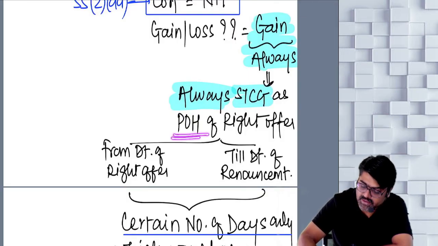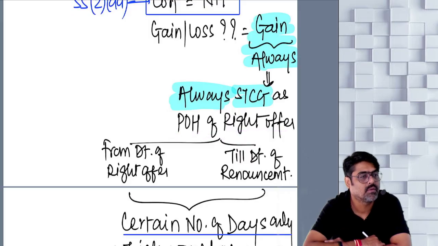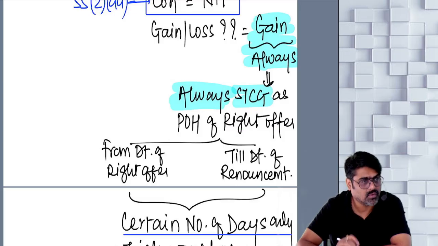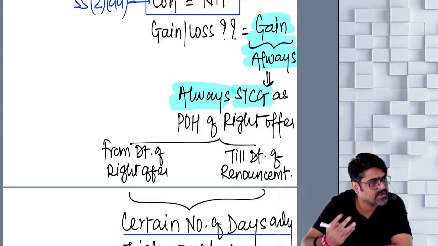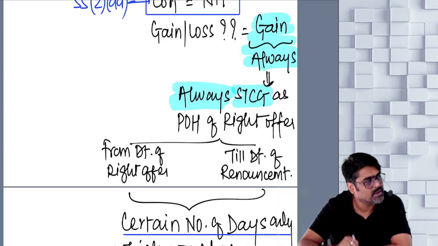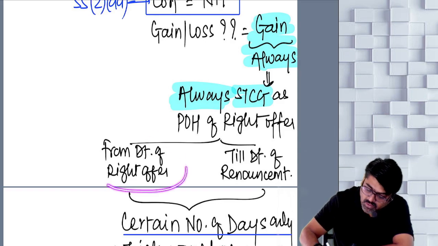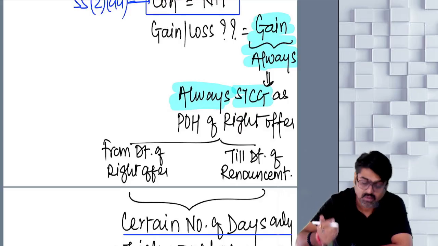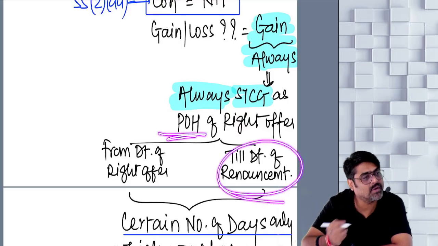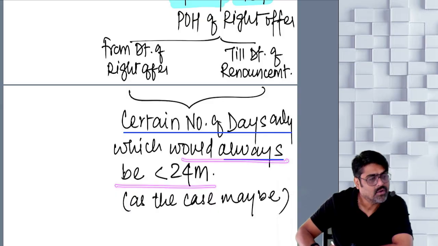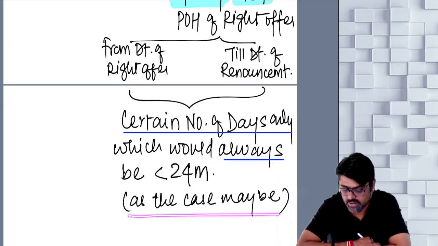Okay. What will be the period of holding of the right offer? How can you say that the gain is short-term gain? You are going to say this based on the period of holding of the asset transferred. What asset you have transferred? Right. So what is the period of holding of that right? From the date on which the company offered the right, date of right offer, till the date of renouncement. This is the period of holding of the right offer. It will always be certain number of days, which will always be less than 24 months, as the case may be.